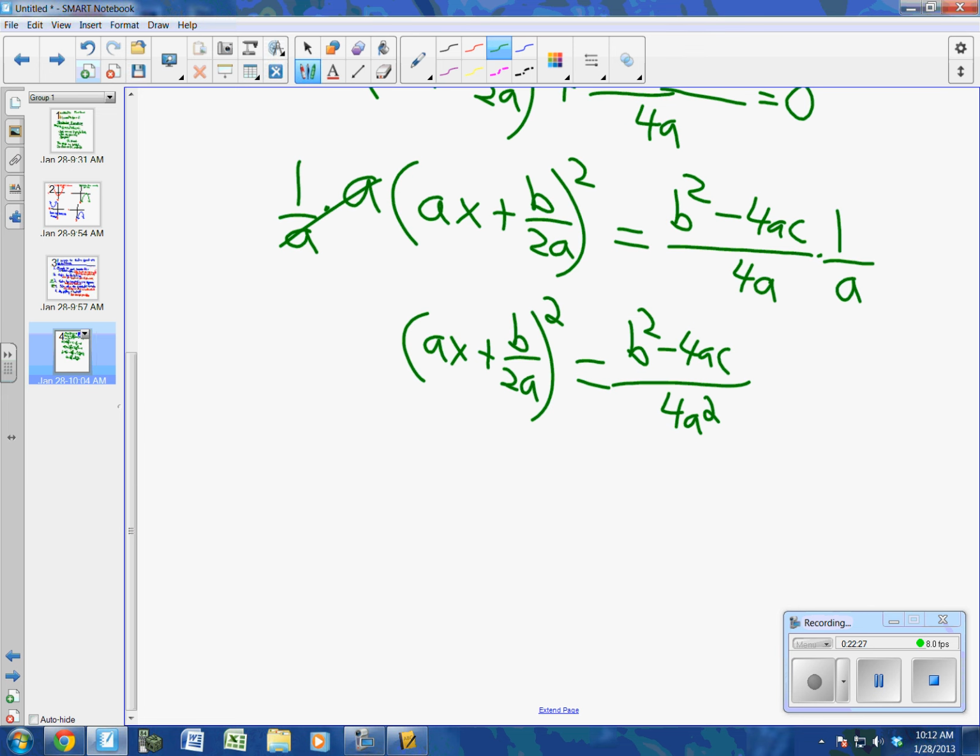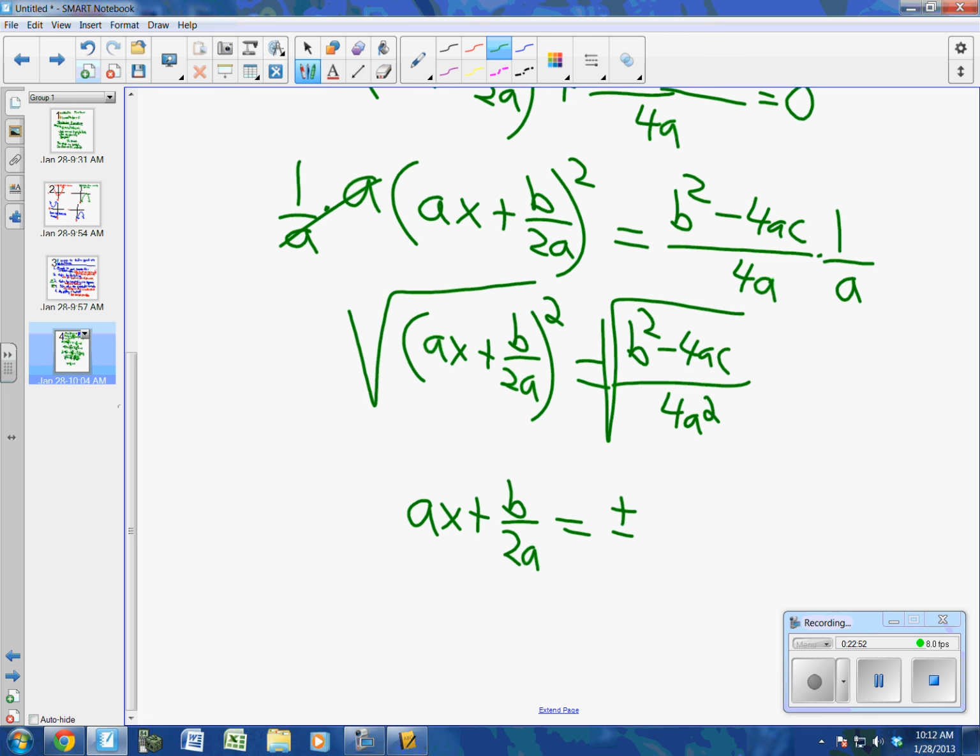Okay, guess what I'm going to do next, you guys? Trying to get x by itself. I got to get rid of that 2 right there. How am I going to do that? Square root both sides. So everybody, you're going to square root both sides. And you're going to get ax plus b over 2a equals plus or minus the square root of b squared minus 4ac all over the square root of 4a squared, which is 2a.